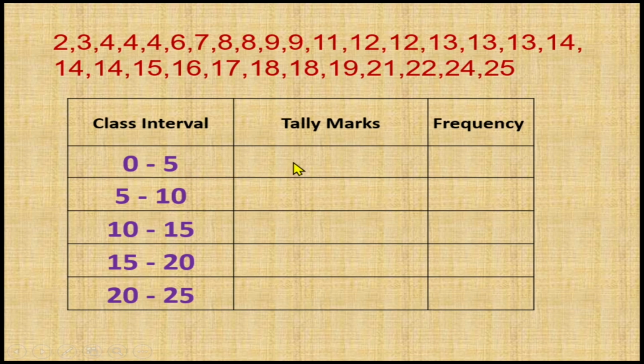So, it belongs to this particular class. So, how do I write? I write with one particular stick-like mark. The next one is 3, it also belongs to 0 to 5, right. The next is 4, that also belongs to the same gap. Now, the next also 4, it belongs to the same group, right. Already I have drawn 4 sticks.